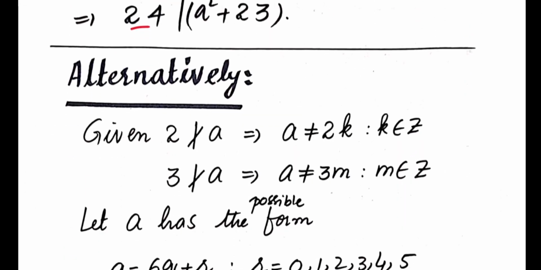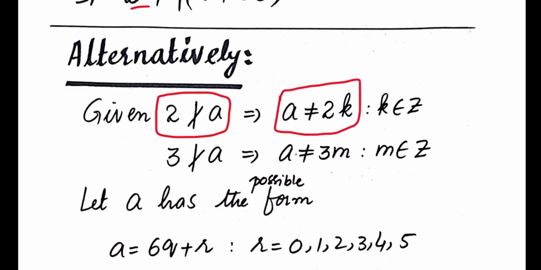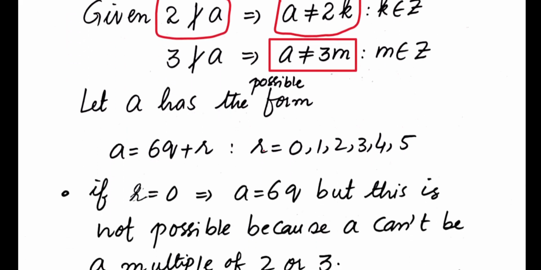Alternatively, you can do this question as follows. It is given that 2 does not divide a. It means a is not an even integer, that is, a is not a multiple of 2, so a does not have the form 2k. Similarly, 3 does not divide a. It means a is not equal to 3m, that is, a is not a multiple of 3. So let a have a possible form other than these.